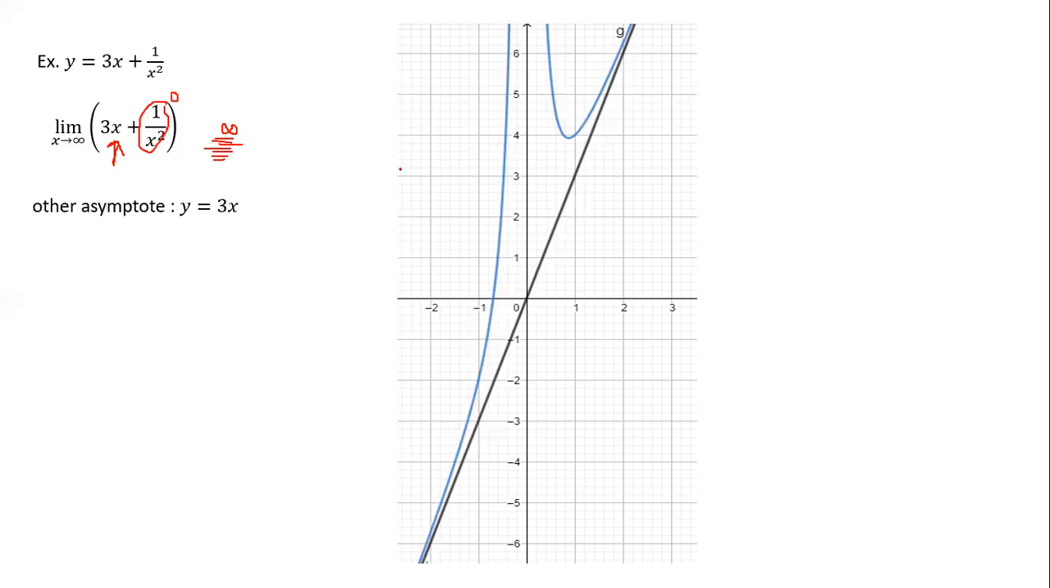We said we calculate the limit as we approach infinity. This goes to 0. This goes to infinity. So we're approaching infinity. That says we're not horizontal. What gave us the infinity? 3x did, so that's the other asymptote. If you'd like to know what that looks like, 3x plus 1 over x squared is the blue graph. 3x is this graph, and you can see that your blue graph is approaching that asymptote.